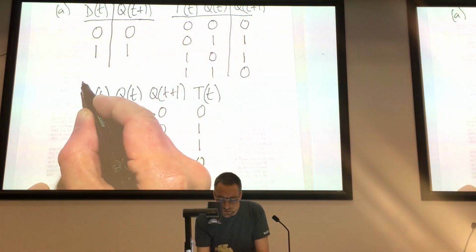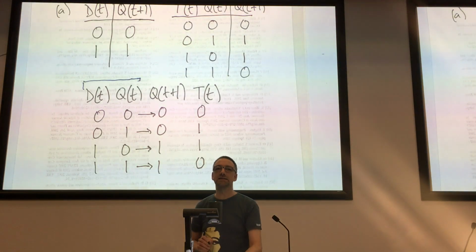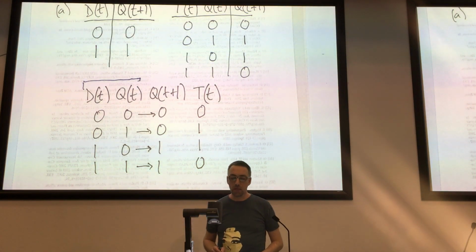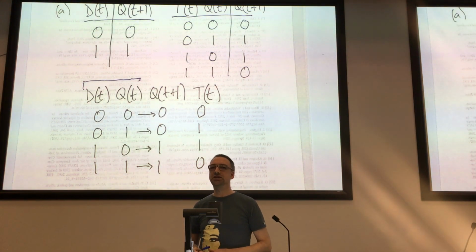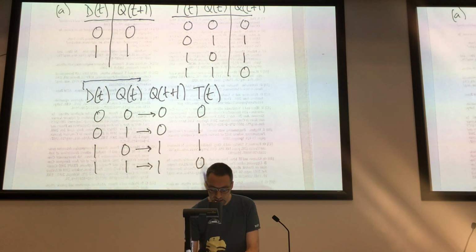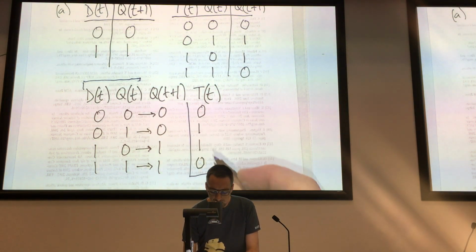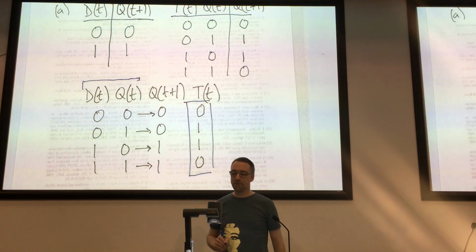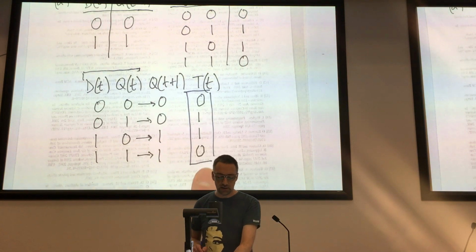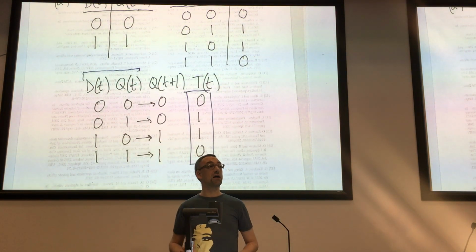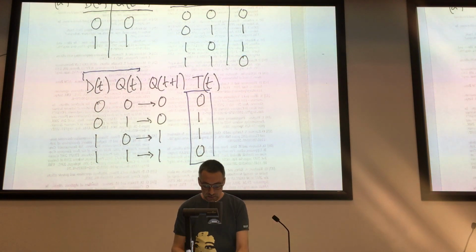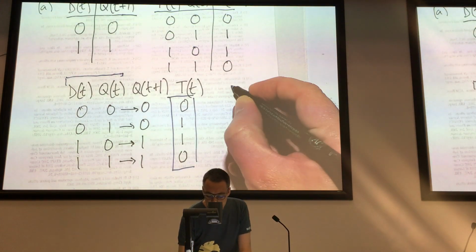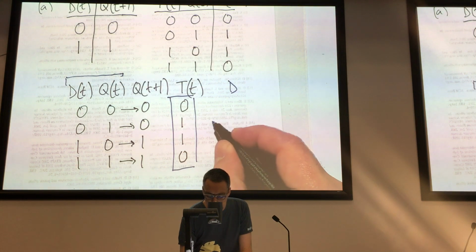Okay, so this now tells us that if we know the current state and we know the D signal we want to obey, what T signal we should send. Can you think of an appropriate piece of circuitry that would deliver this T signal given D and Q? XOR.